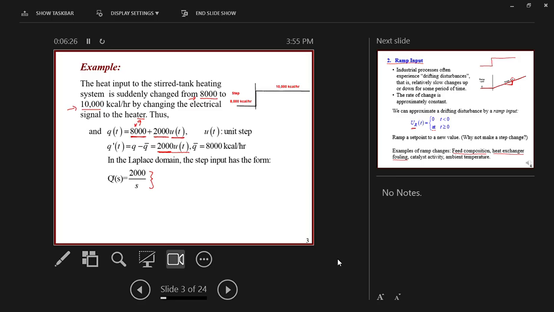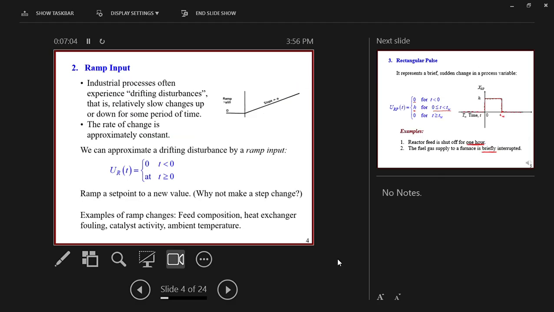Here it is represented in terms of a graph. At time before t equal to 0, the value of the heat load is 8,000 kilocalorie per hour, and suddenly at t equal to 0, it changed to the next value, which is 10,000. The difference between the two is M. M here is equal to 2,000 kilocalorie per hour. So this is an example that represents a step change in an input for a simple process.